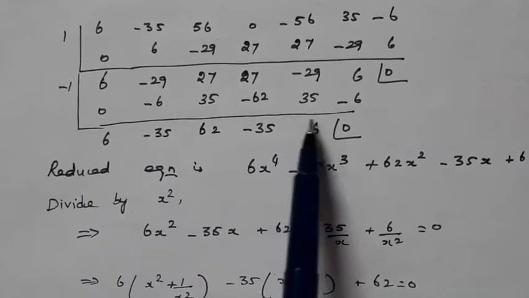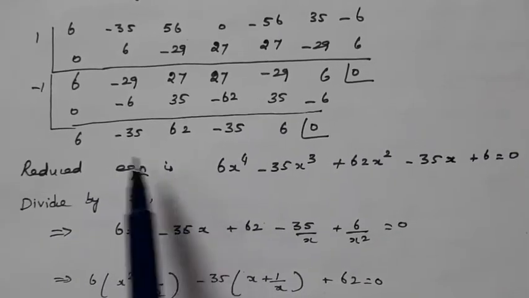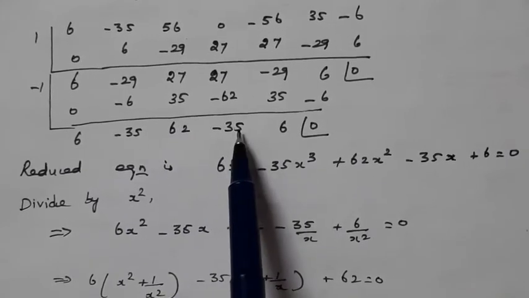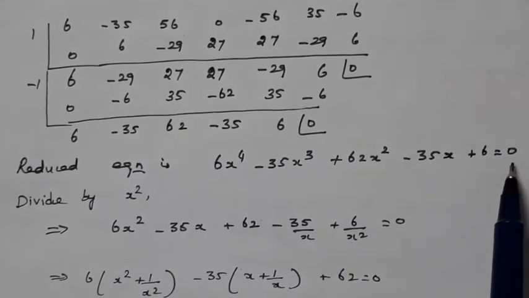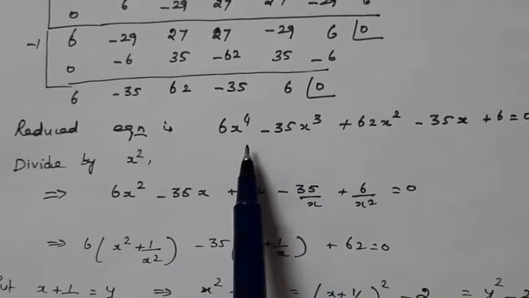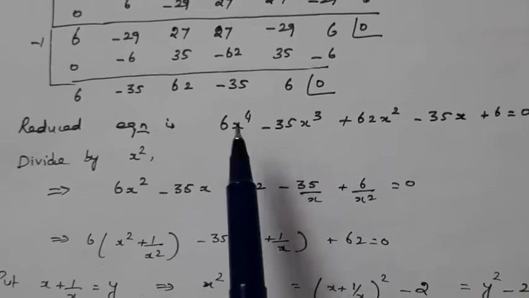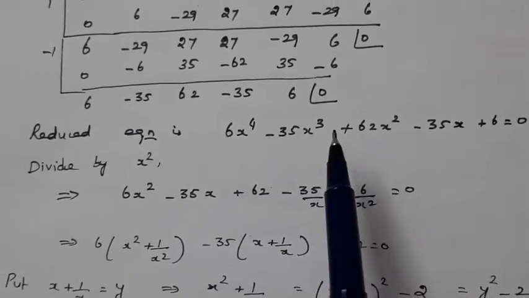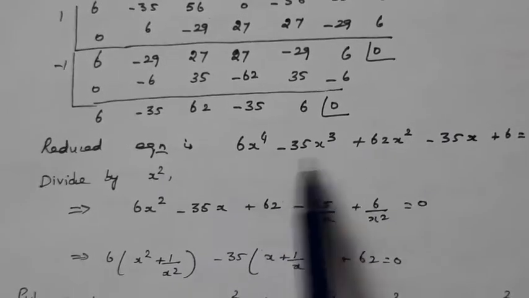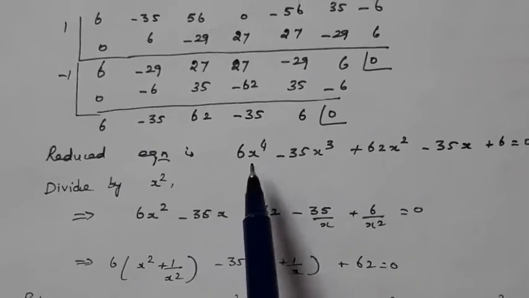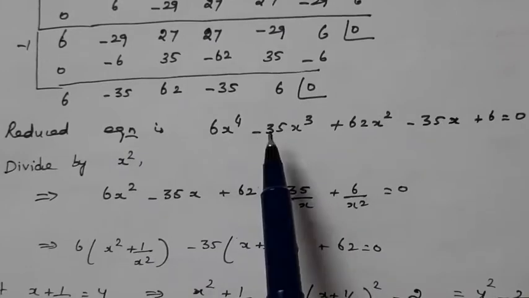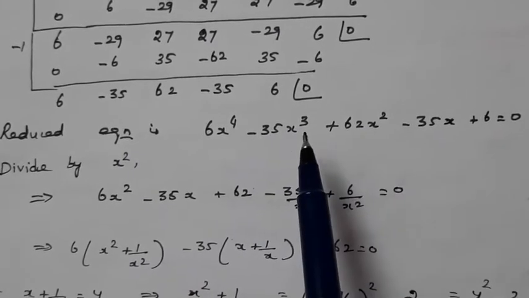Okay. So this is the quotient, and we can write the reduced equation as 6x power 4 minus 35x cube plus 62x squared minus 35x plus 6 is equal to 0. Now, in the technique above, I said you have to take either x plus 1 by x or x minus 1 by x to be y. But in the reduced equation, we do not have such a form. So how do we bring that y?